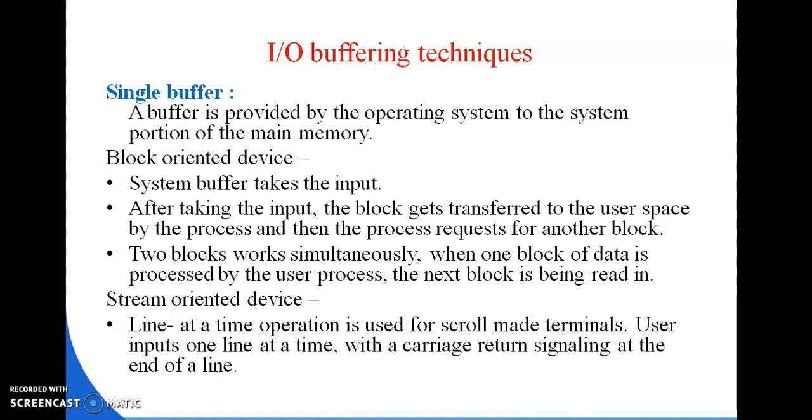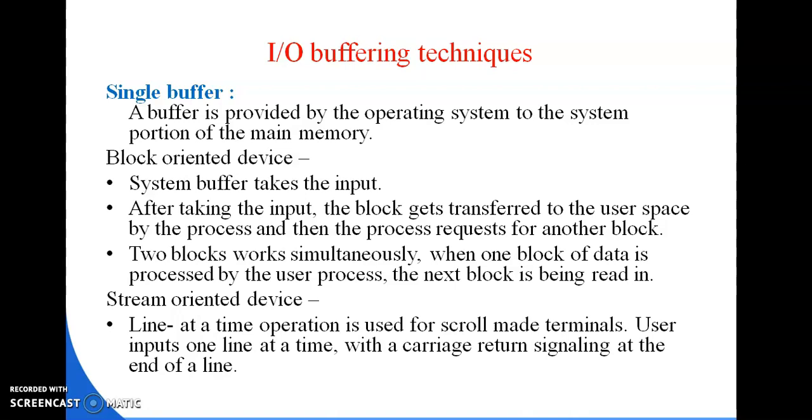So there are different types of I/O buffers used. One is a single buffer, next is a double buffer, and next is a circular buffer. So first, coming to the single buffer. A buffer is provided by the operating system in the system portion of main memory, and this single buffer is implemented over two kinds of streams.